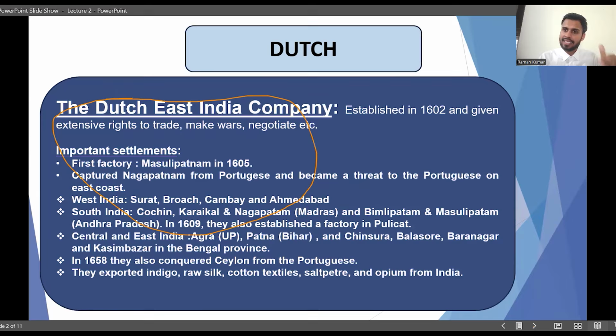Today is the second lecture of our Modern Indian History series. In the previous lecture, we had discussed the Portuguese, their arrival, their significance, and their decline in India. Today, we will see about the other European powers such as the Dutch, Danes, English and the French.